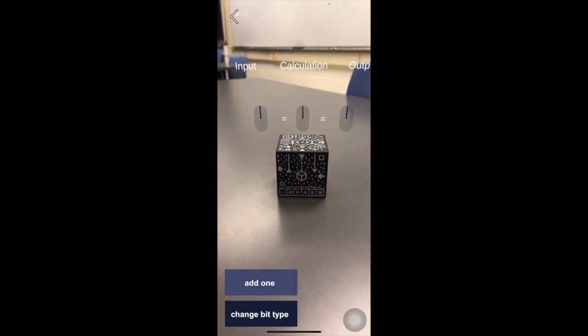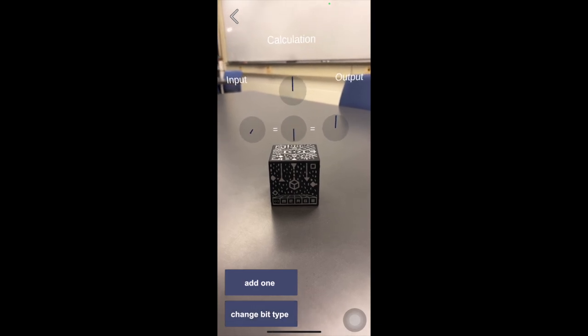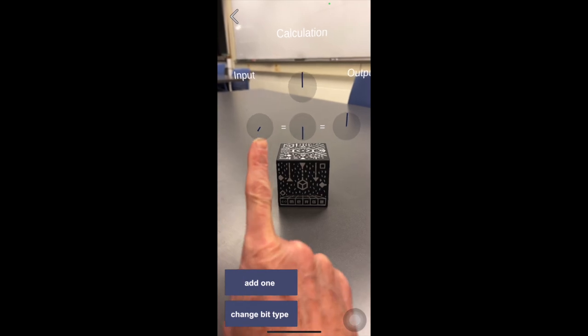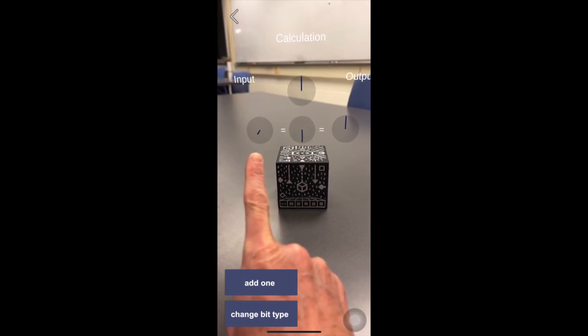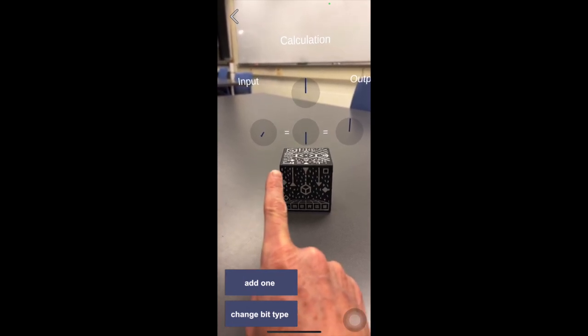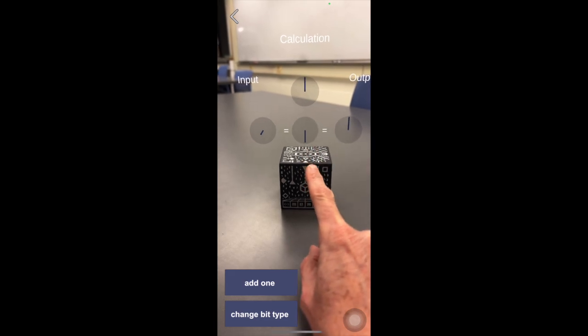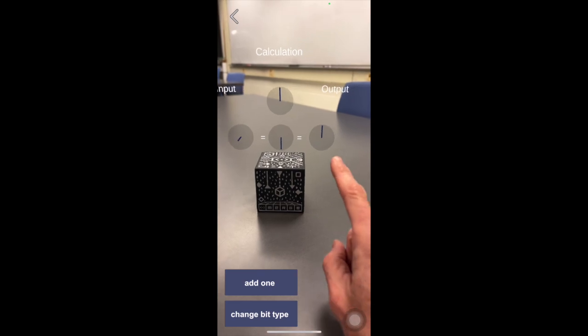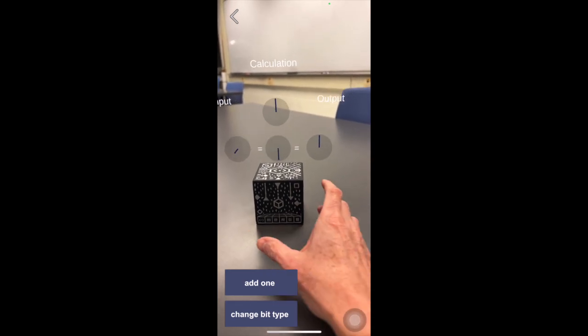But now if we change the type, we'll go back to just 1 bit, and we look at qubits. We can see that on the input, if we have 1 qubit, then we know that we can have 2 states here. And so our calculation doubles, the number of calculations that we can do doubles, and our output still collapses into just one value. We can look at these and see what they look like in 3D.